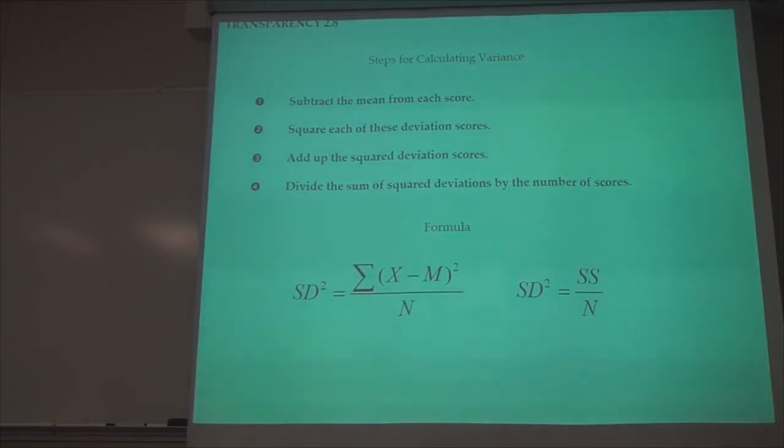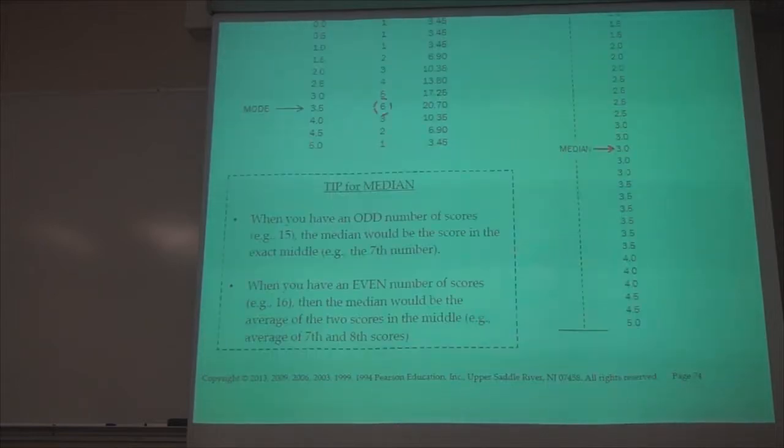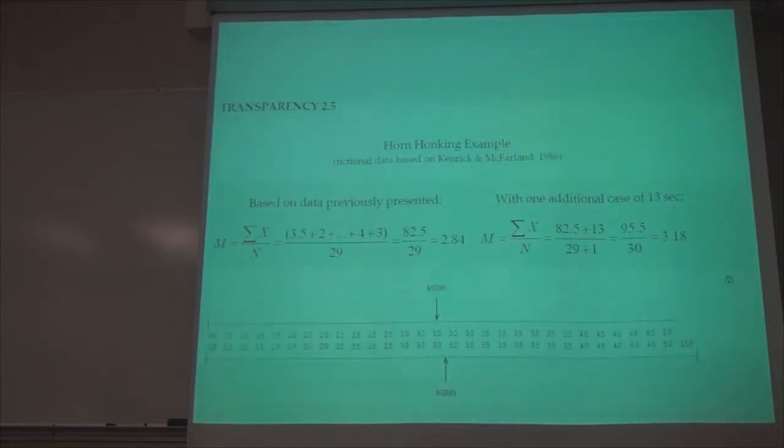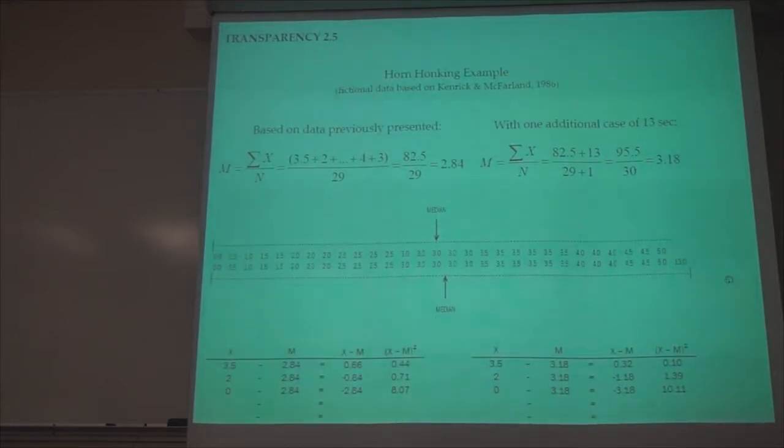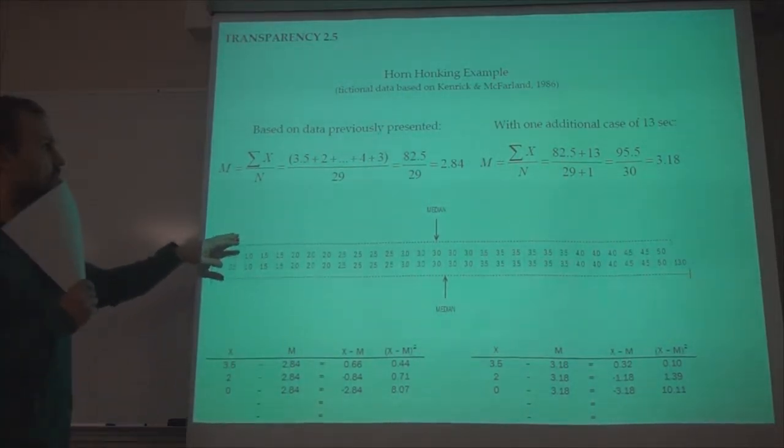So the mean on its own is not enough to really describe the distribution accurately. It gives me the position of the central location of the distribution, but how things are spread around it is also important, and that's what the standard deviation or variance captures. Let's do, we did 2.2, let's do 2.5, the Horn-Honking example. So in this case, it's nice and balanced.